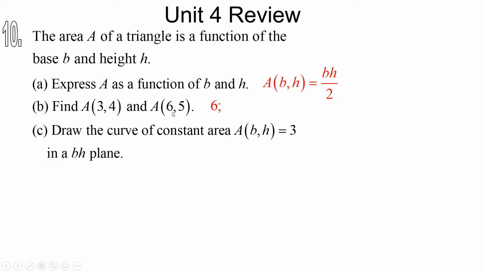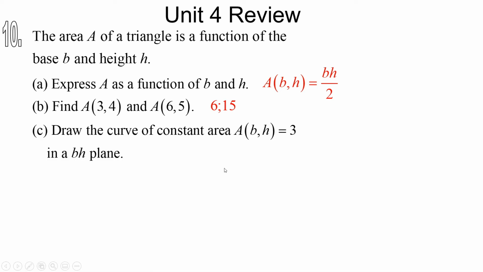And now my base is 6 and my height is 5. 6 times 5 is 30 divided by 2 is 15. There you go. Now draw the curve of constant area. A of b comma h is 3. Now I know this graph h has to be vertical and b has to be horizontal by the notation, but they even guided you a little farther and said in a bh plane. Guess what? I already know what that looks like, and I hope you do too.